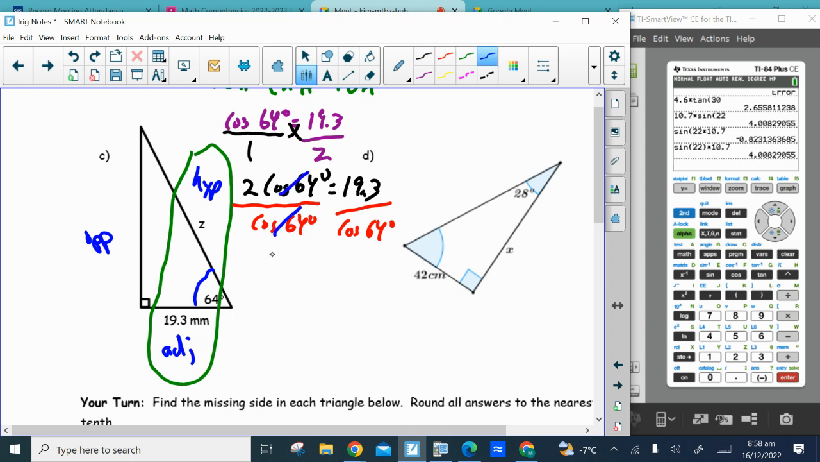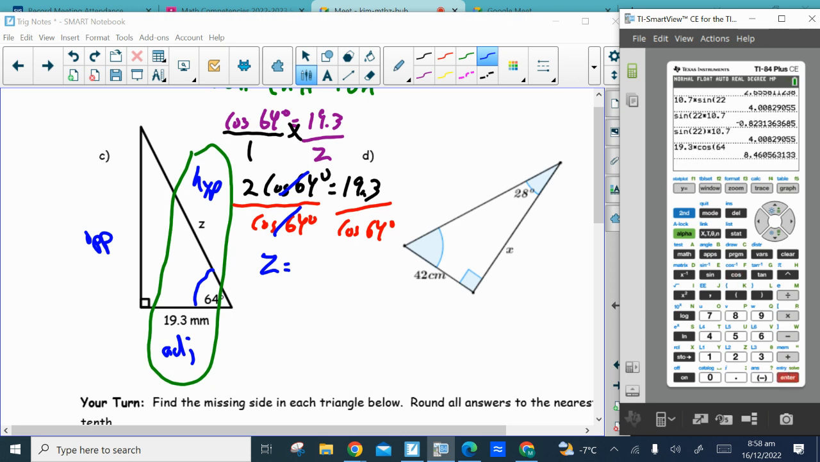They cancel on the left, and we'll have z by itself. And now we go to our calculator and go 19.3 divided by the cosine of 64. So to the nearest tenth, that'll be 8.5. The digit in the tenth column is a 4, and the number to the right of that being a 6 means the 4 goes up to 8.5.